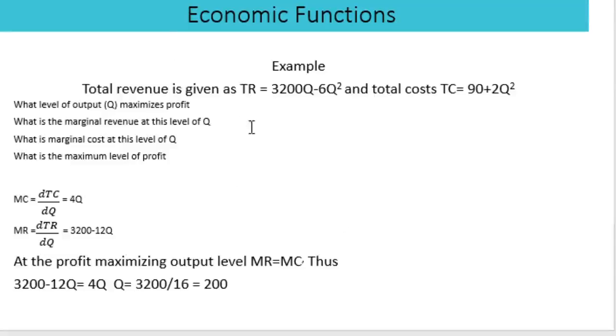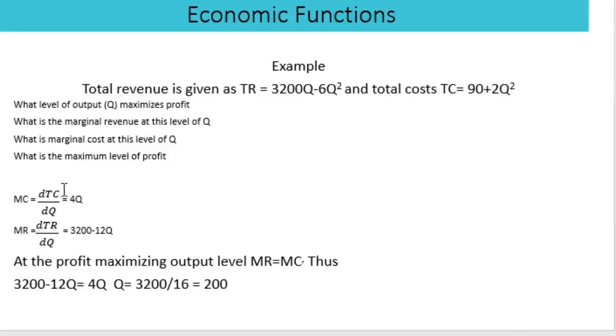Total revenue is given as TR equal to 3200Q minus 6Q square and total cost TC equal to 90 plus 2Q square. What level of output Q will maximize the profit? What is the marginal revenue? What is the marginal cost at this level of output? What is the maximum level of profit? These are the questions. Total revenue and total cost are given.